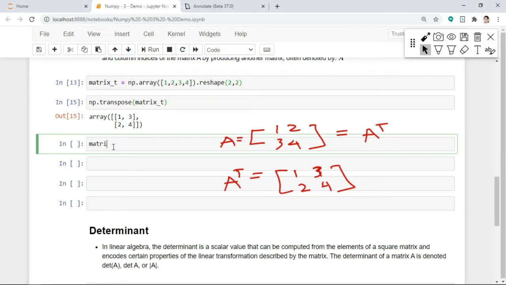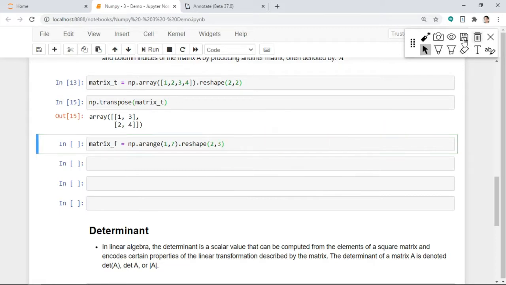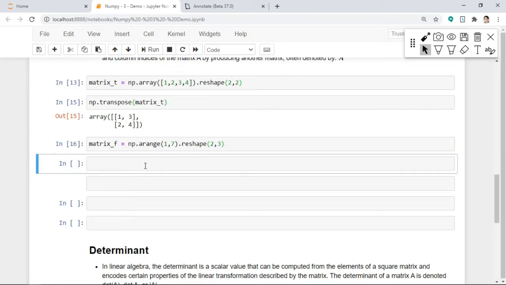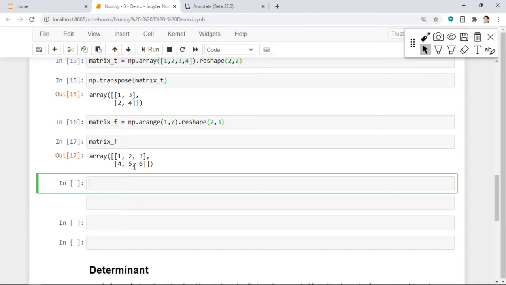So let's say matrix F equivalent to NP. Let's use arrange. So we generate number from 1 to 6. Then we will reshape this one into 2 by 3. Okay, so let me just remove this one. Let's clear this one. So shift enter. So if you want to see matrix F, okay, so that is 1, 2, 3. So 2 rows, 3 columns.